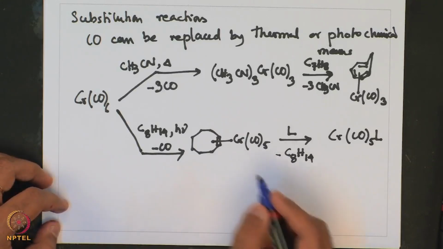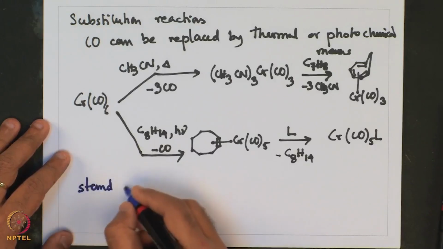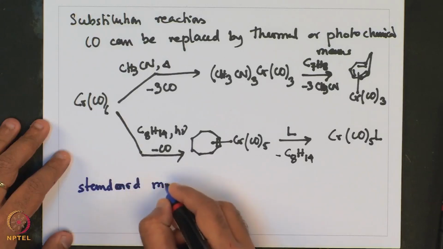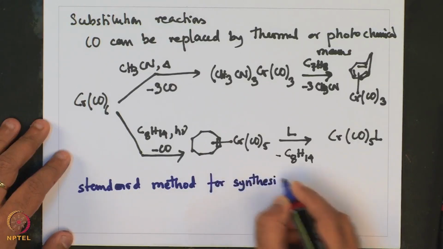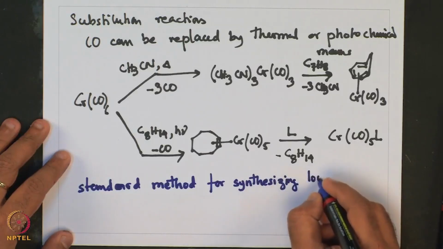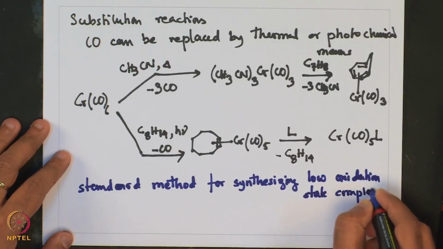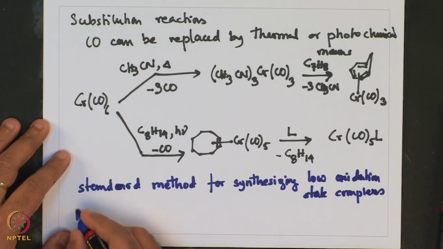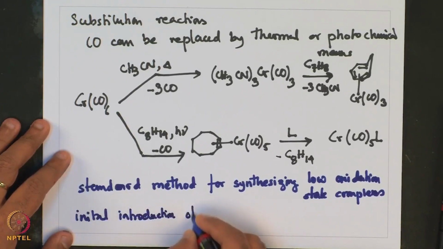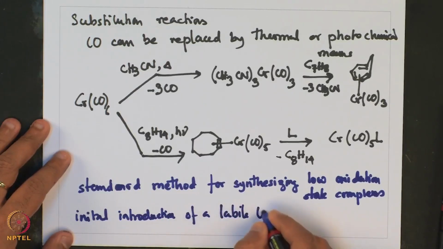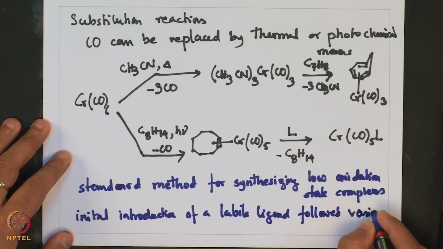So, this method, photochemically as well as thermally, of substituting CO initially by replacing it with a labile ligand followed by other ligands, this is a standard method for synthesizing low oxidation state complexes, and this is done by initial introduction of a labile ligand followed by various other ligands.